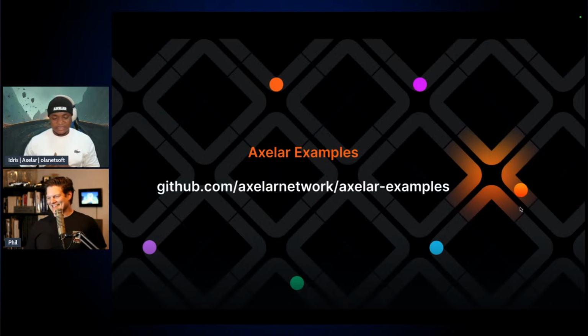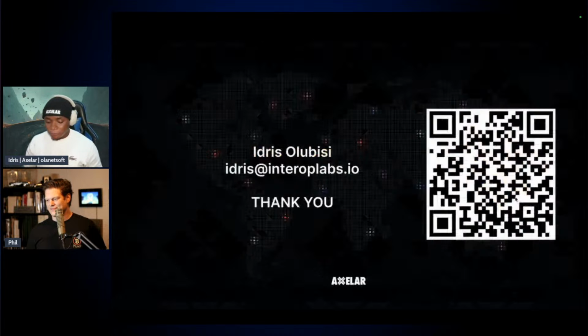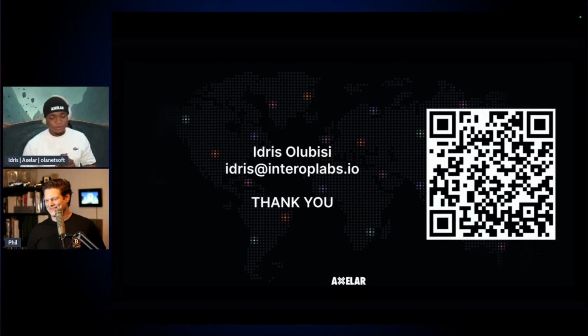And also, if you are trying Axelar for the first time, go to Axelar examples, which is github.com/axelarnetwork/axelar-examples. You see a lot of examples to play around with as a developer, maybe for sending custom messages, sending assets, deposit address, interchain token service, all of these things. It's a robust repository that has a lot of examples that you can play around with, and you can do all of these things locally or on testnet. So this brings me to the end of this presentation.